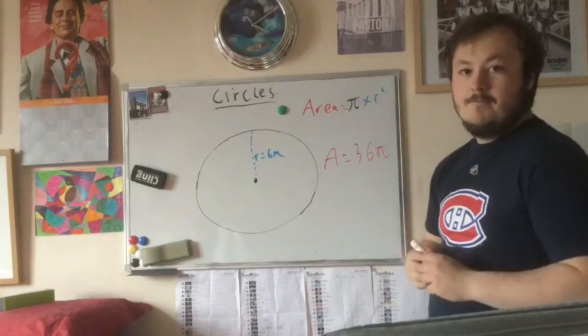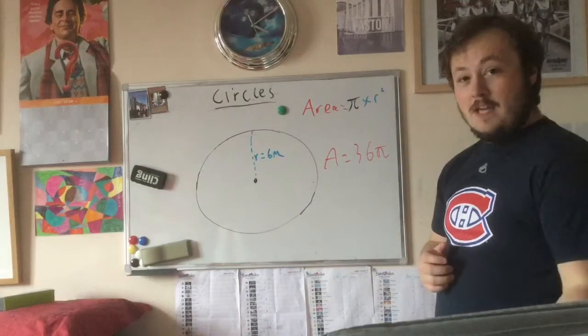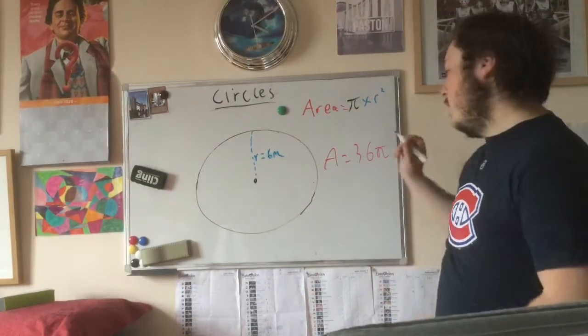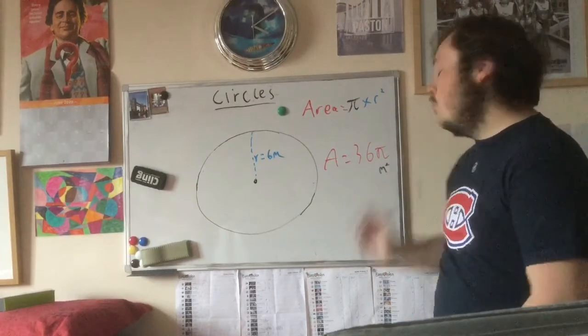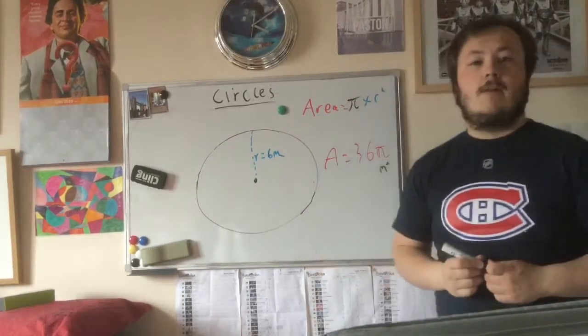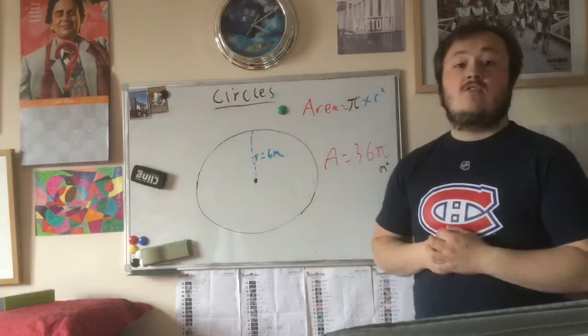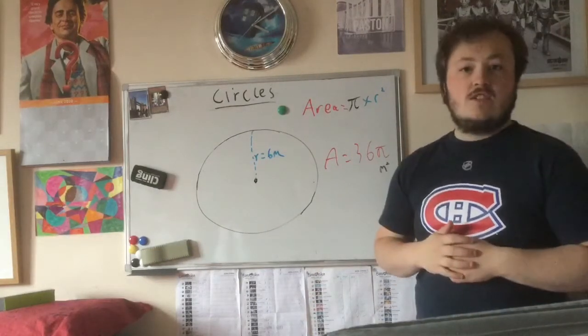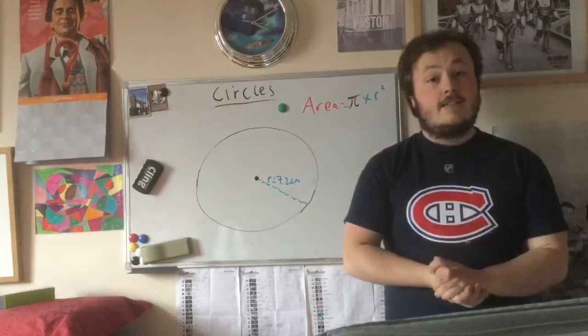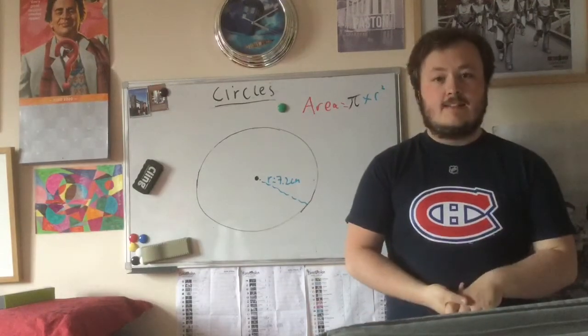But is that it? No, we have to remember our units, remember? Because it's in metres in the question, it's metres squared in the answer. Because remember, when we're using the area, we do metre squared. We did it with squares and triangles. Why not for circles?